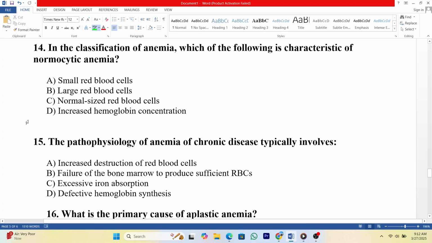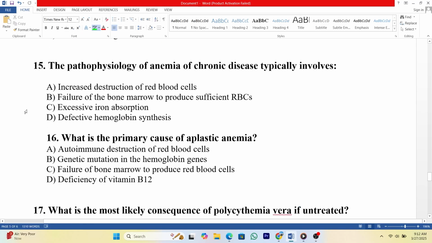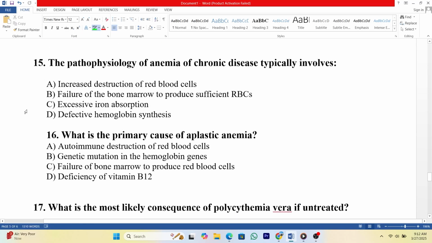14. In the classification of anemia, which of the following is characteristic of normocytic anemia? A. Small red blood cells. B. Large red blood cells. C. Normal-sized red blood cells. D. Increased hemoglobin concentration. Answer: C.